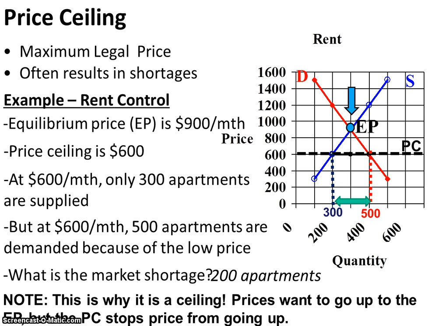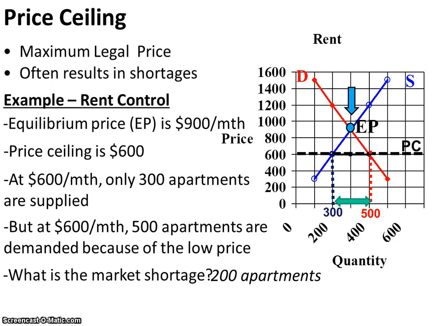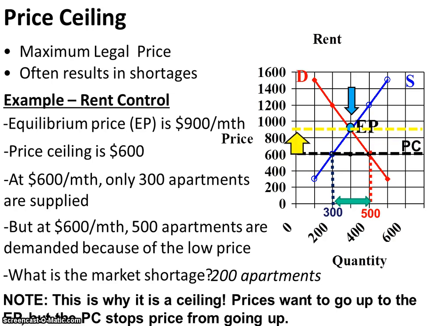It is important to note that this is why they call it a ceiling. A lot of people, when they see that line on the bottom part of the supply and demand curve, don't understand why that's the ceiling and not the floor. This is the ceiling because prices want to go up to the equilibrium, but the price ceiling stops the price from going up. Again, price wants to go up to the equilibrium price, but the ceiling stops it at a certain price.